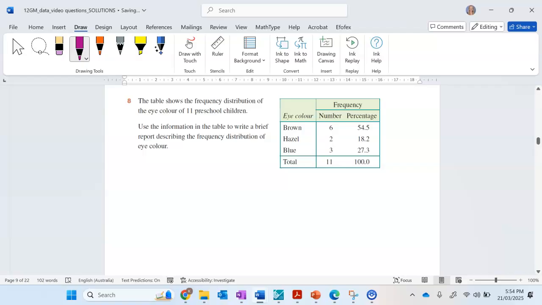The table shows the frequency distribution of the eye color of 11 preschool children. Use the information to write a brief report describing the frequency distribution of eye color. So here we've got the percentages, so it's always better to refer to the percentages. All right, so how many, what are we doing? Preschool children. So 11 preschool children.